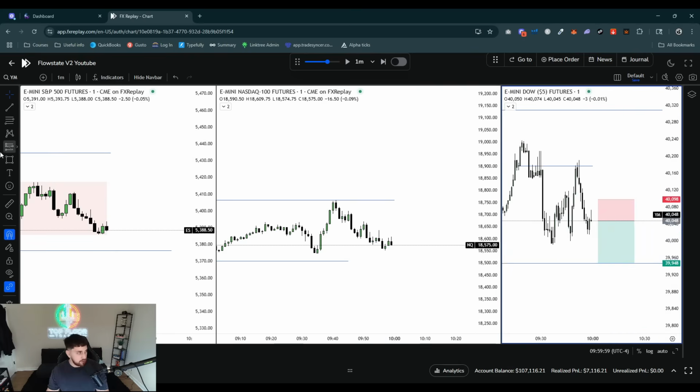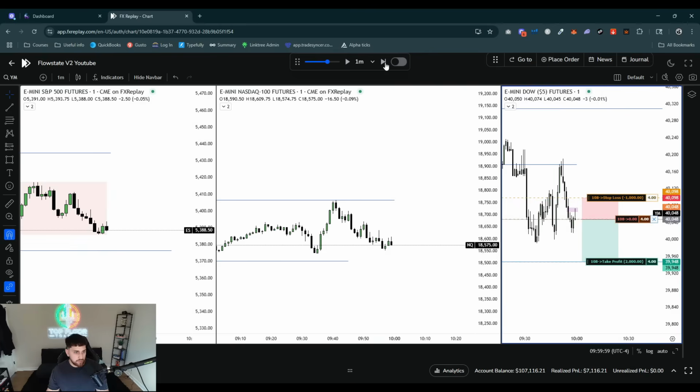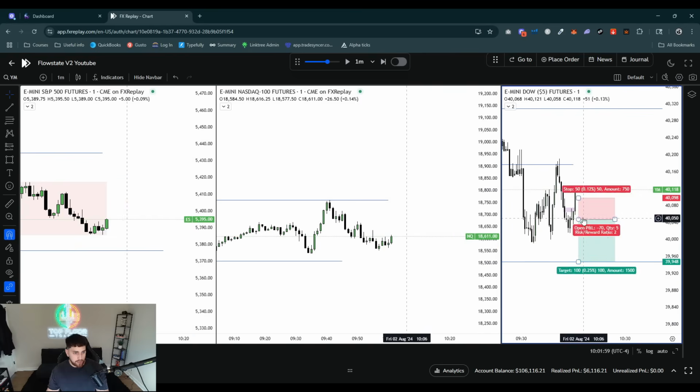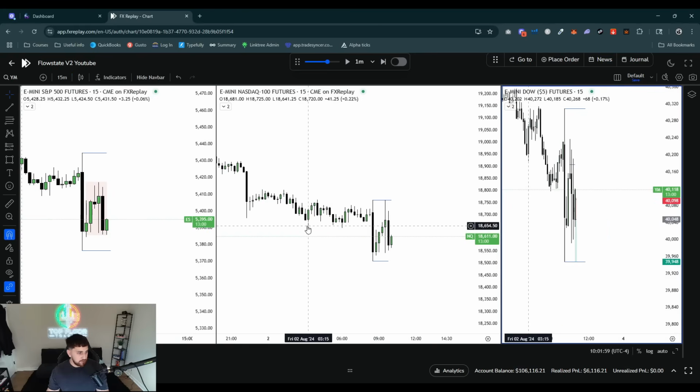That is a 2R. If you guys are wondering which fair value gap I'm talking about, this one here. Like the reaction, place order. We'll go 1% as always. And then we will fast forward this. And all right, I ended up getting clapped there. All right, let's go back to the 15 minute.